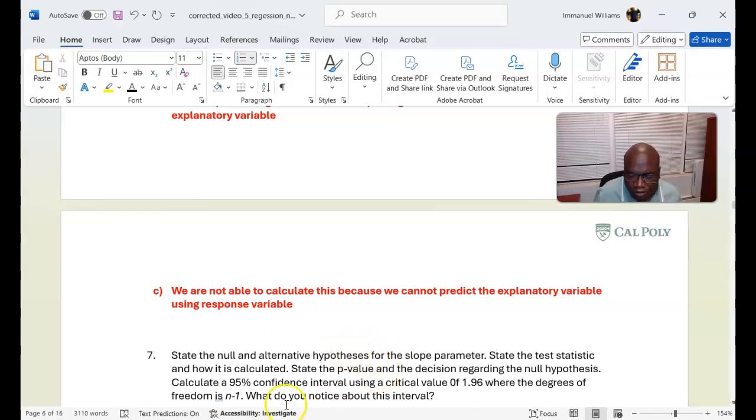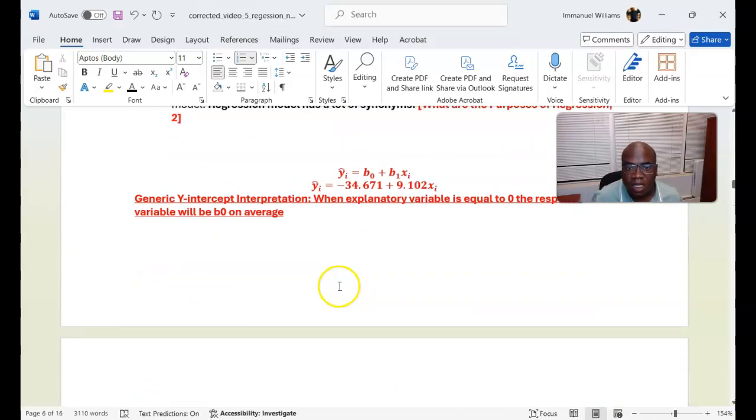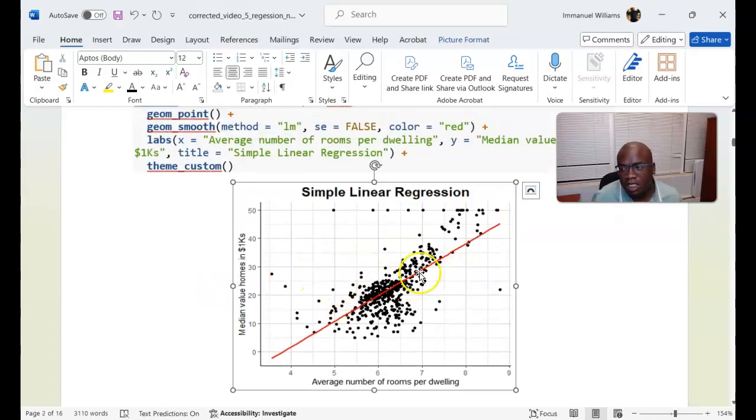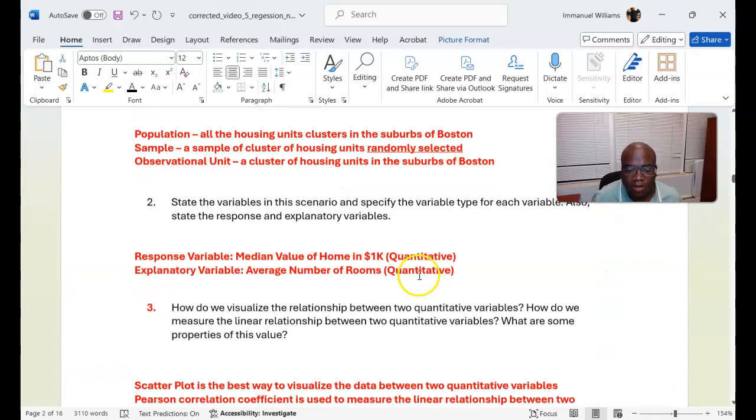So here, in terms of stating the null and alternative hypotheses for the slope parameter, if the slope were to be 0, would there be a relationship between the explanatory variable and the response? And the answer to that is no. If the slope were to be 0, there would be no linear relationship. So therefore, my null hypothesis is that beta 1 is equal to 0, meaning that there's no relationship. Okay, but clearly we see one, but that's how we state our null hypothesis.